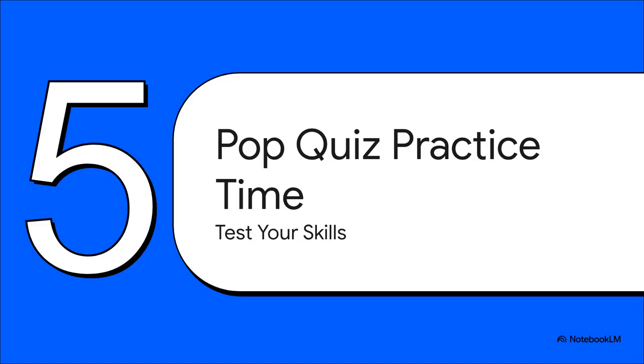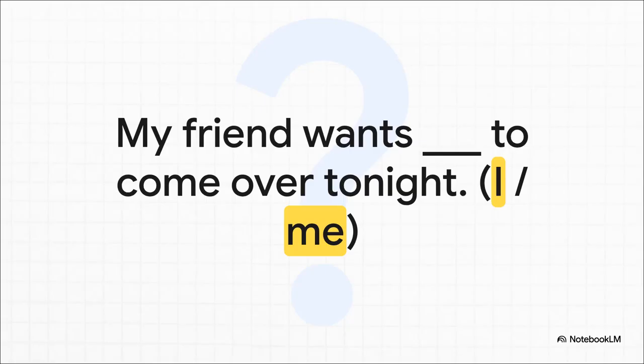All right, section 5, pop quiz practice time. Grab your pencils. Let's see what you've learned. Here's your first sentence, and you need to figure out if we need a subject or an object pronoun after the verb wants. My friend wants blank to come over to her house tonight. So is it I or is it me?